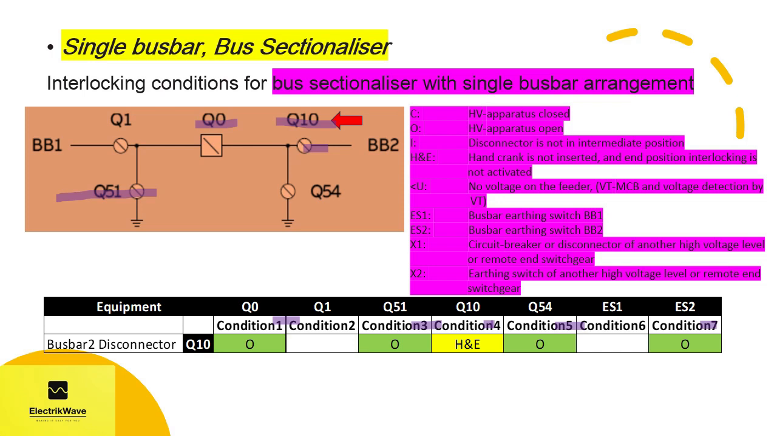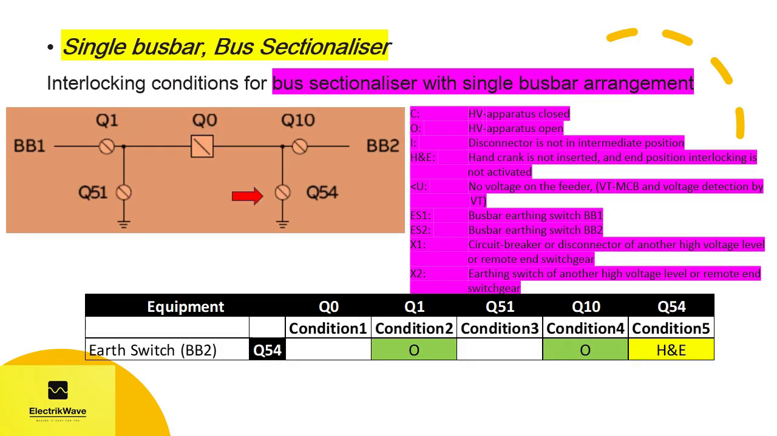Then busbar 2 earth switch is open, and here Q54 is switchable if conditions 2, 4 and 5 are fulfilled. That is, busbar 1 and busbar 2 disconnector are open, while Q54 earth switch hand crank is not inserted and end position interlock is not activated.